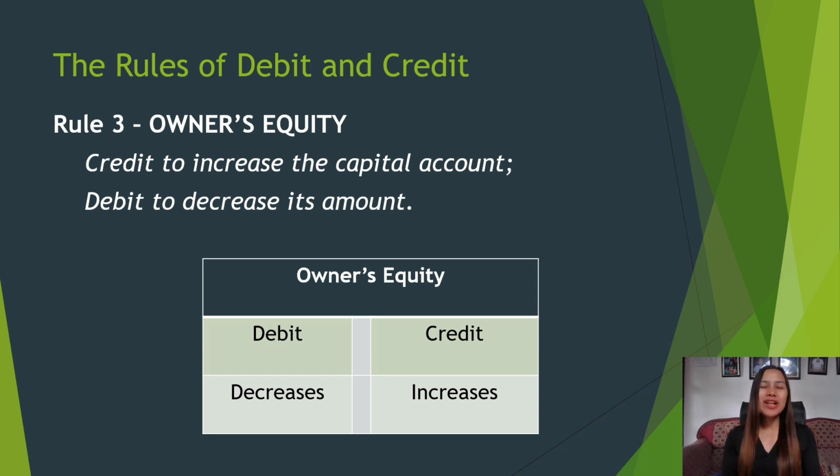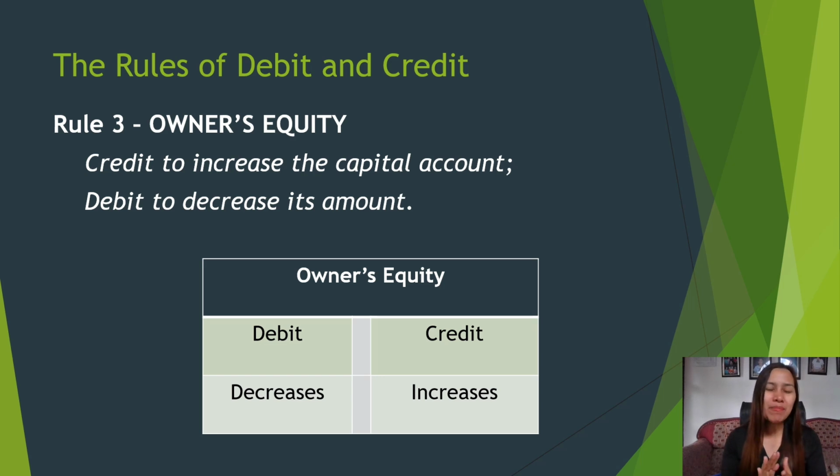Alright, let's proceed with Rule 3 of the Owner's Equity Account. So what is the rule under Owner's Equity? Remember that Owner's Equity has normal credit balance. So the rule is credit means to increase the capital account and then debit means to decrease its amount. So as the table illustrates, debit decreases owner's equity amount and then credit increases owner's equity amount.